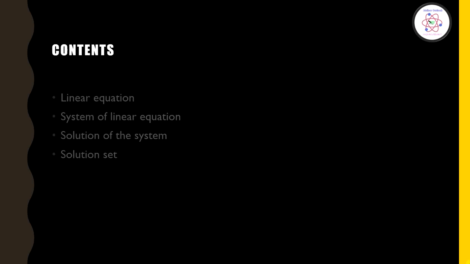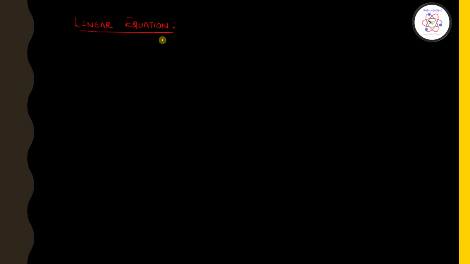In today's tutorial, we will look at what a linear equation is, what a system of linear equations is, what a solution of the system is, and how we obtain the solution set. Firstly, what is a linear equation? A linear equation is an equation having variables of degree 1. When I say degree 1, I can also say power equal to 1.